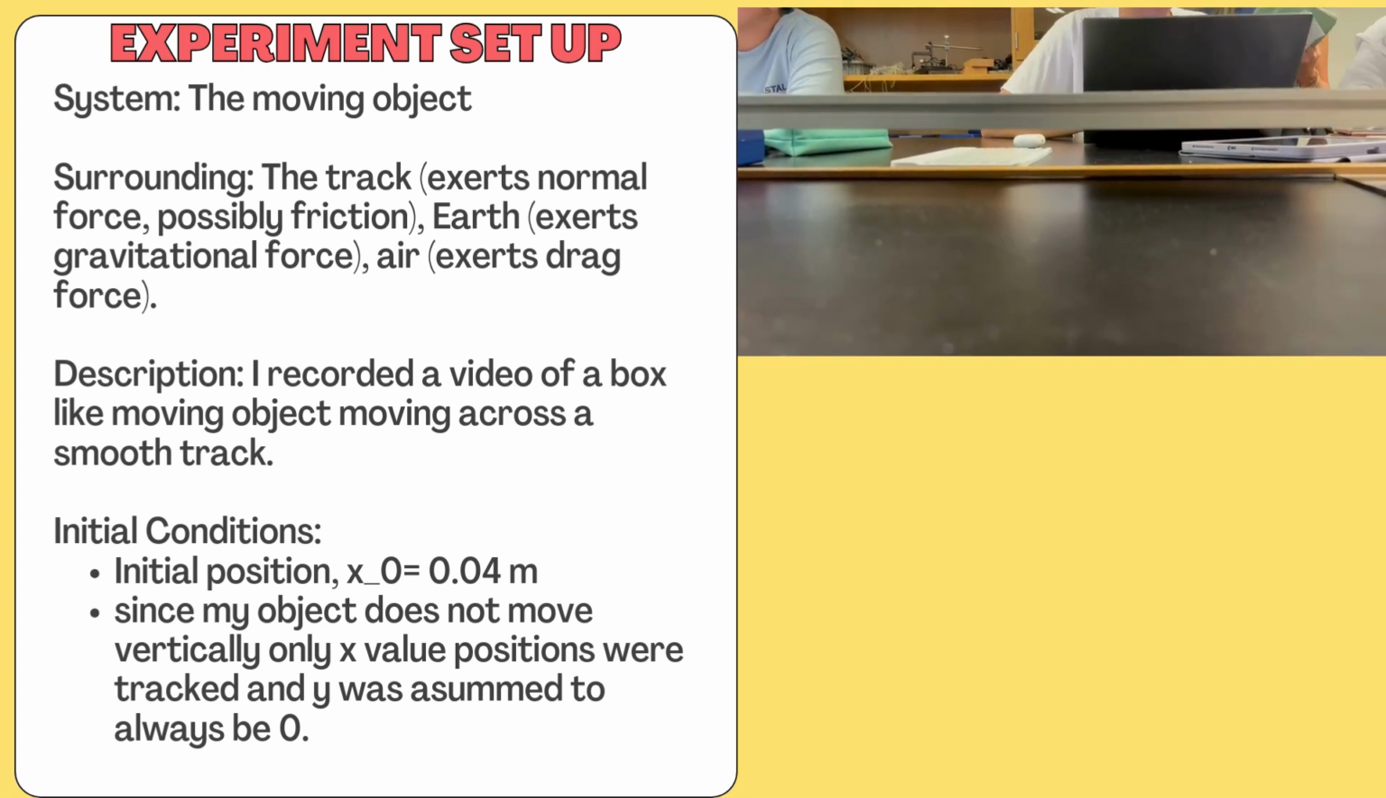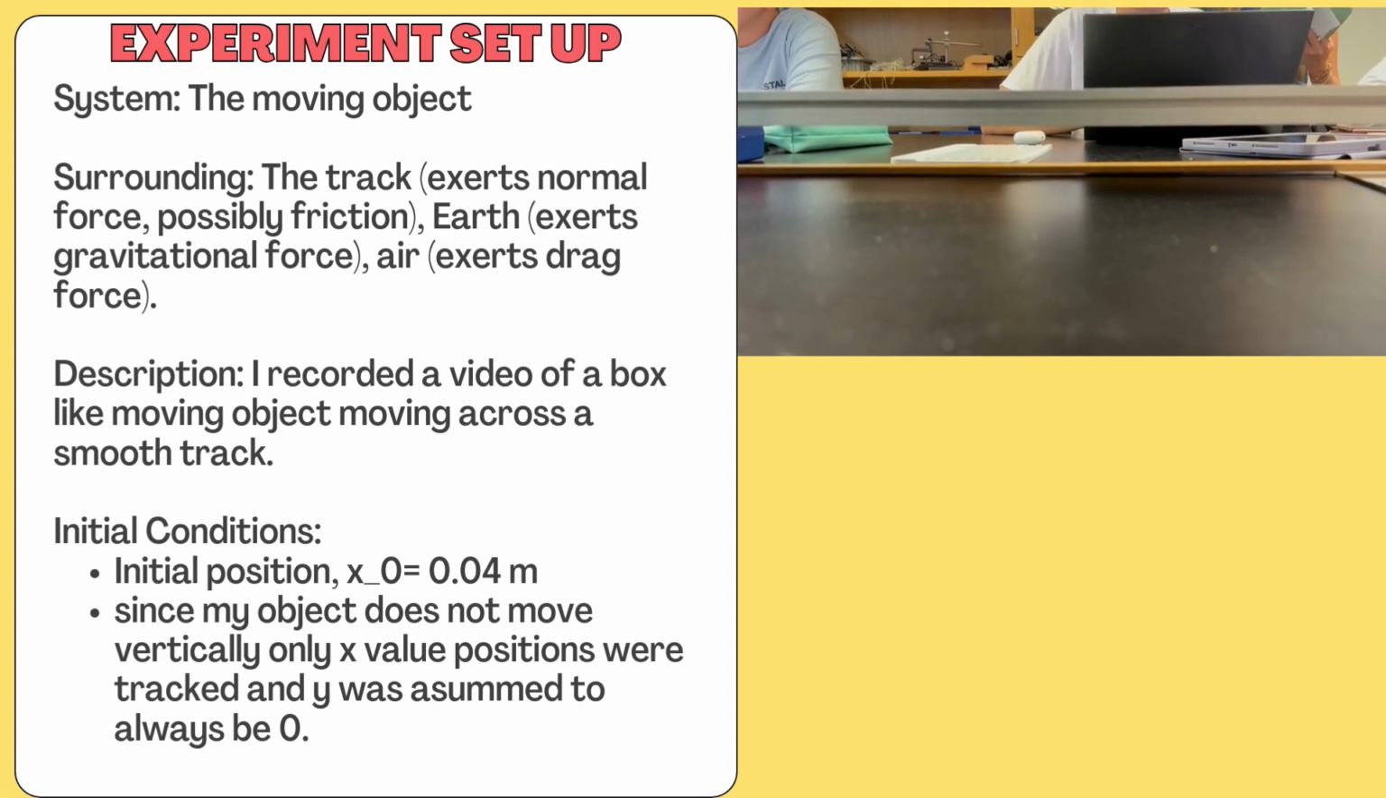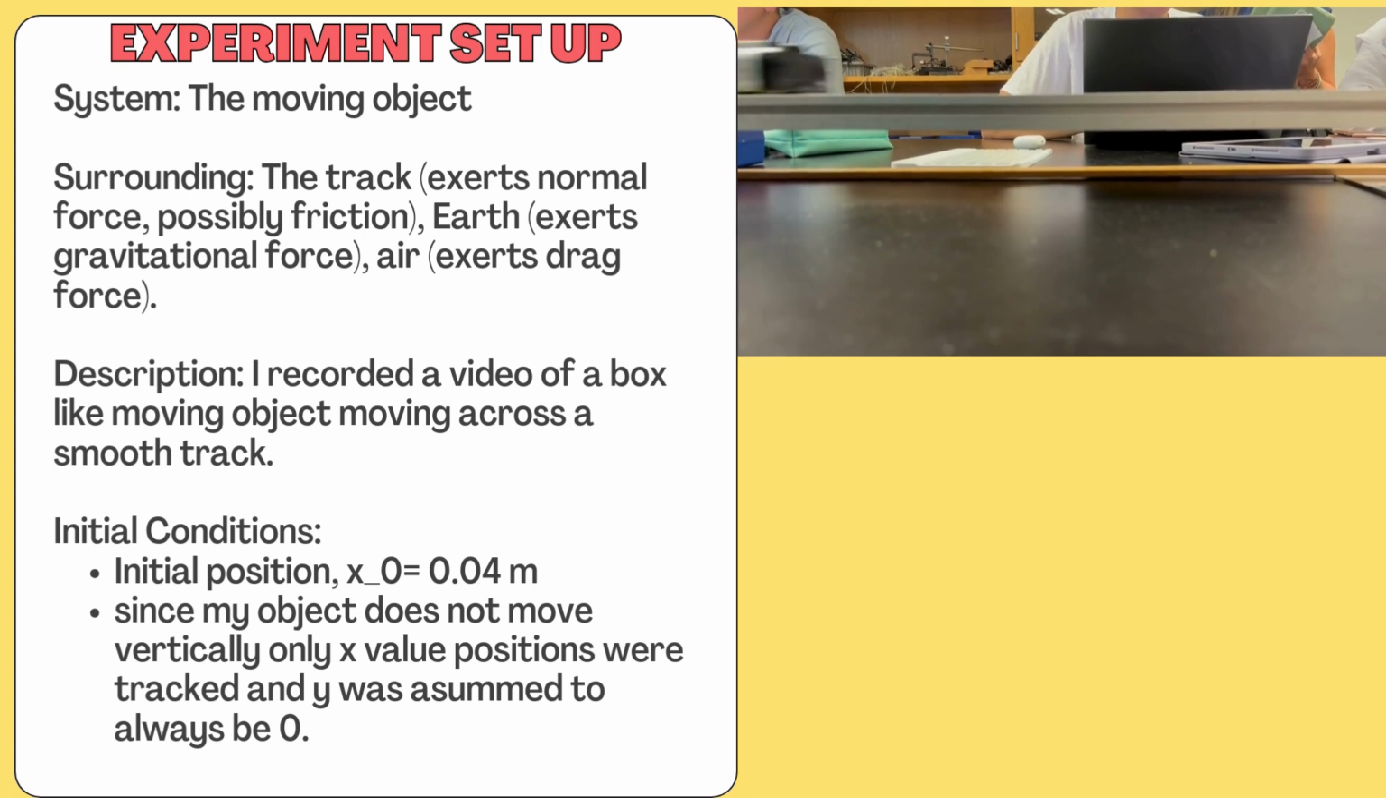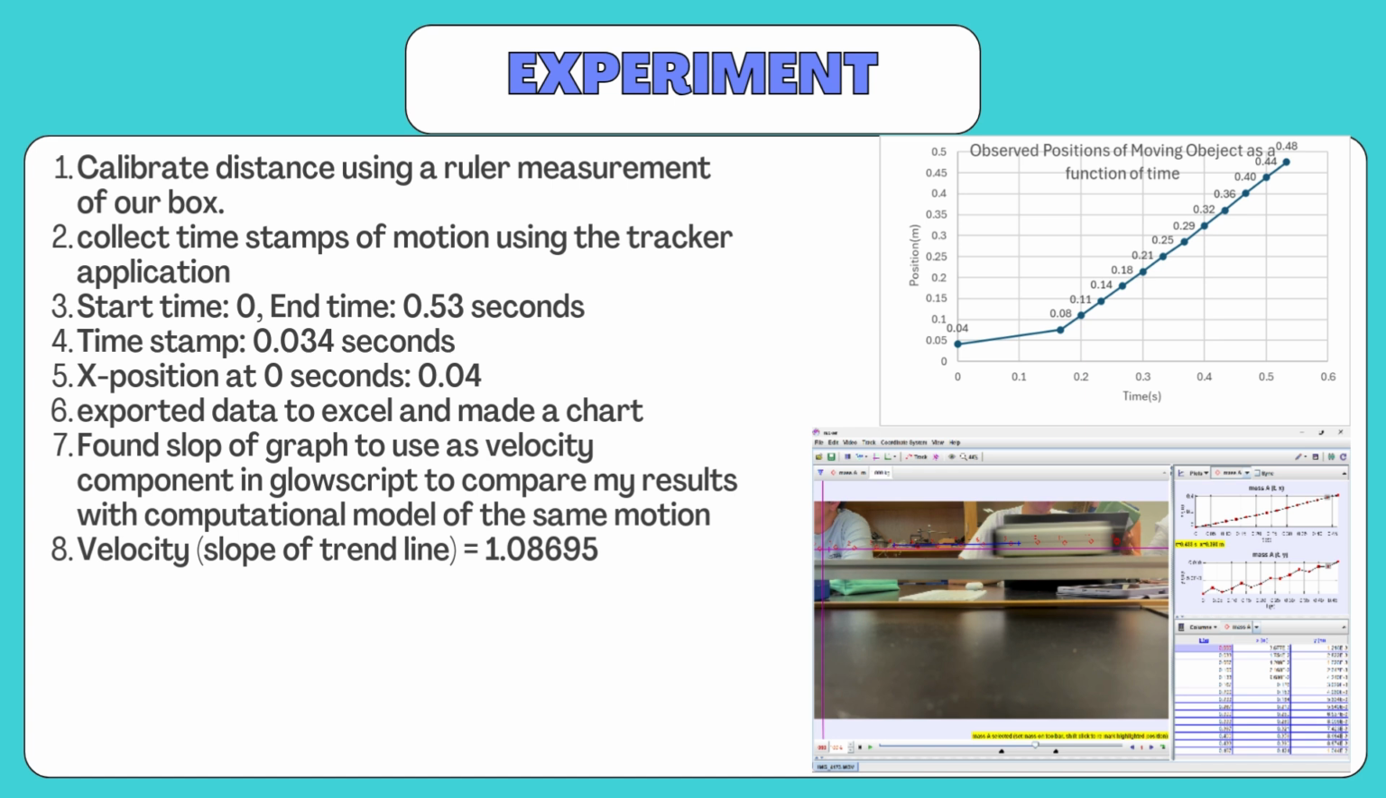As you can see, I recorded a video of a box-like moving object moving across a smooth track. The initial conditions were that at time 0, the x position was 0.04 meters. Since my object does not move vertically, only x value positions were tracked, and y was assumed to always be 0. So this was the experiment after we set it up. We calibrated a distance using a ruler measurement of our box so that the tracker application could convert pixel distances into real-world meters, ensuring our position data was accurate.